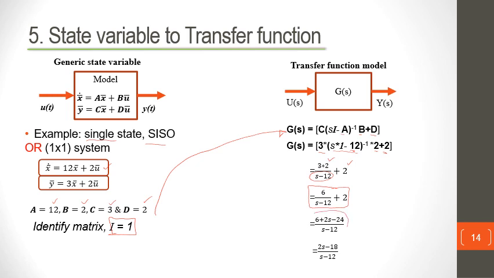If you do that computation, this is the same as 6 plus 2s minus 24, over s minus 12. This gives you a system with a zero at s equal to positive 9 and an unstable pole at s equal to 12. So this is the transfer function equivalent of this state space.